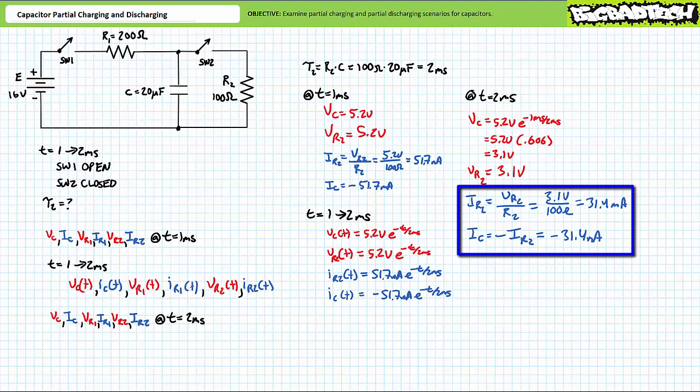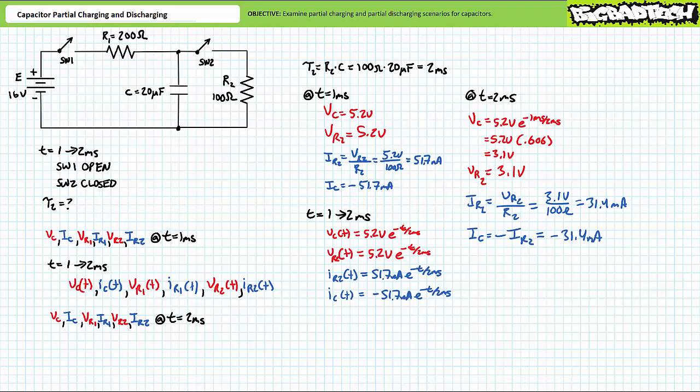An application of Ohm's law demonstrates that at the time switch 2 is opening at 2 milliseconds, R2 and the capacitor must be experiencing 31.4 milliamperes of current, only one is incoming and the other outgoing. You'll note when switch 2 opens at t equals 2 milliseconds, current is still flowing through R2 because the capacitor is still discharging. There you have it, a complete analysis of a partial charge with an initial condition, followed by a complete analysis of a partial discharge. Note each partial process was characterized by a time span smaller than 5 time constants, and as such each partial process ends at some intermediate state other than a full charge or a full discharge.